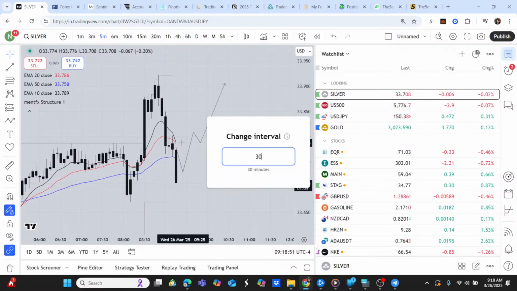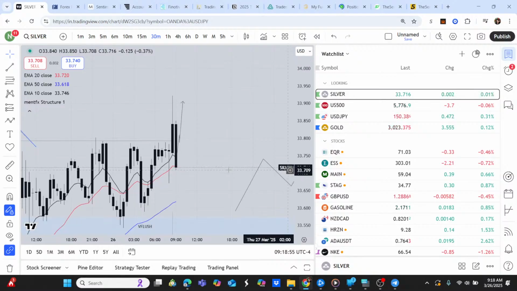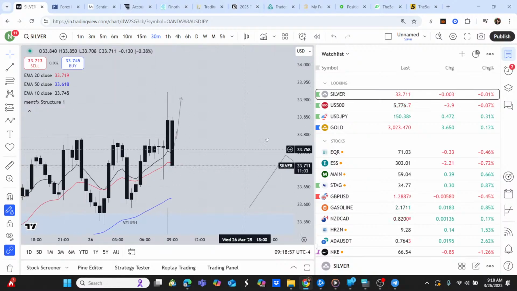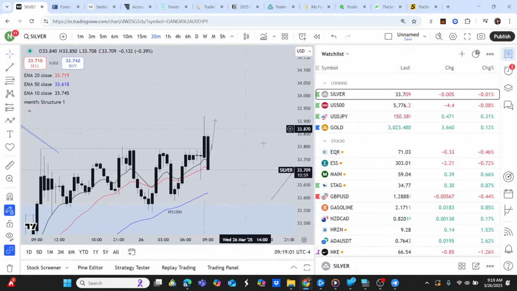Let me take a look at it on the higher. We got 11 minutes for this candle to close, so I gotta see how this higher time frame closes right here.